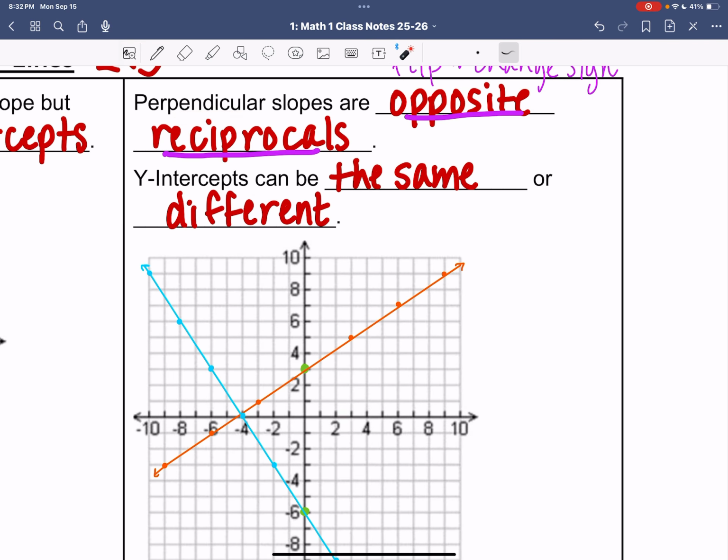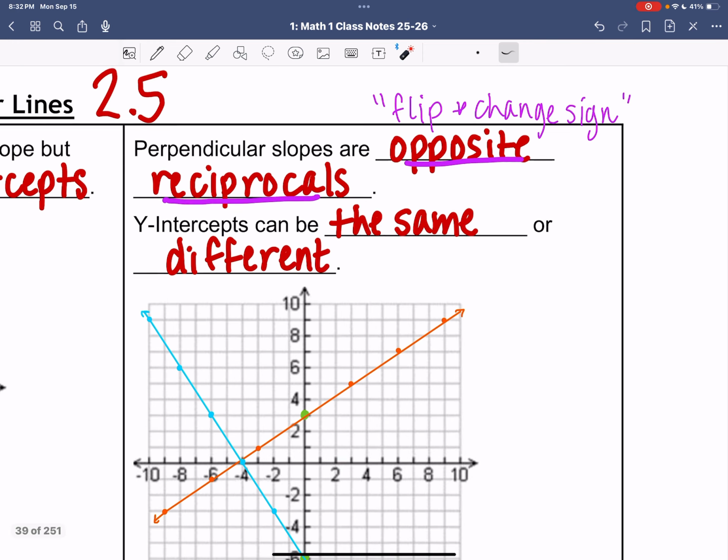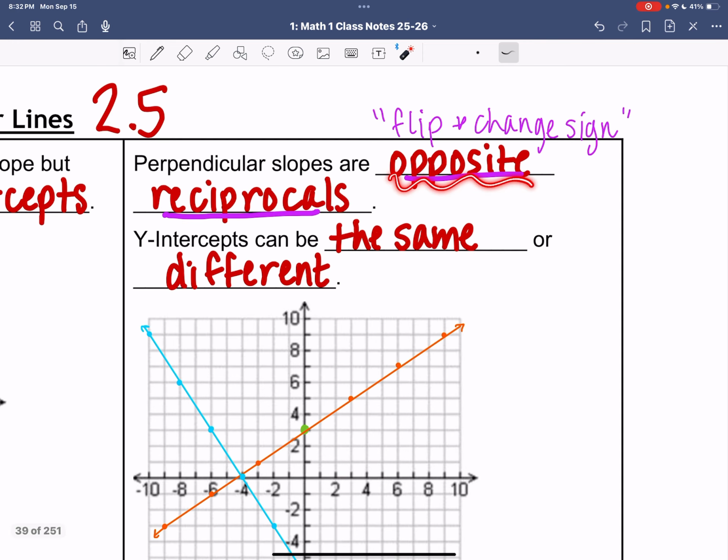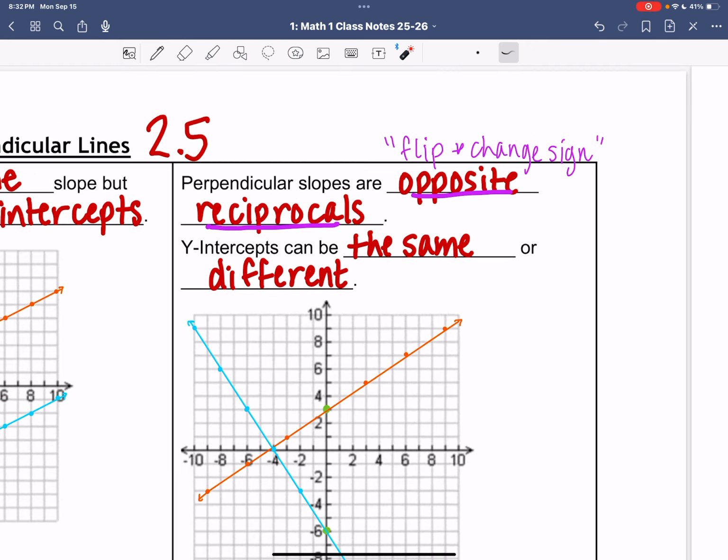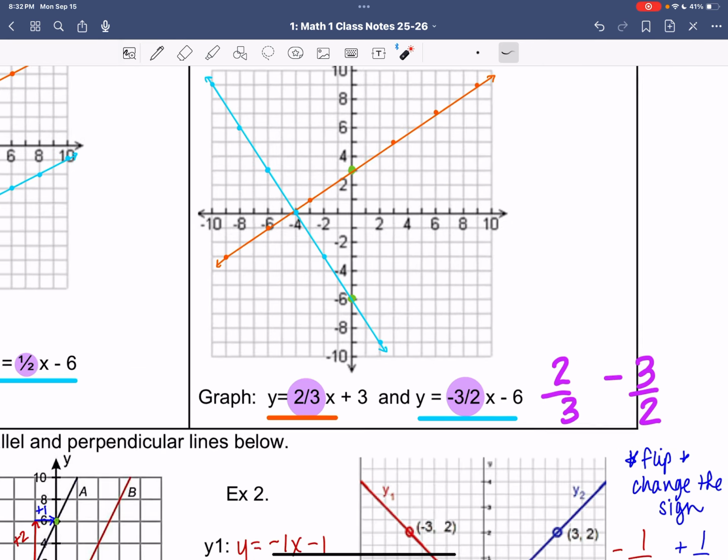Perpendicular slopes, so those intersect at 90-degree angles, have opposite reciprocals. But the y-intercepts, it doesn't matter if they're same or different. So when we say opposite reciprocal, what we mean is you flip the fraction and then change the sign from negative to positive or positive to negative. So opposite reciprocal is that.